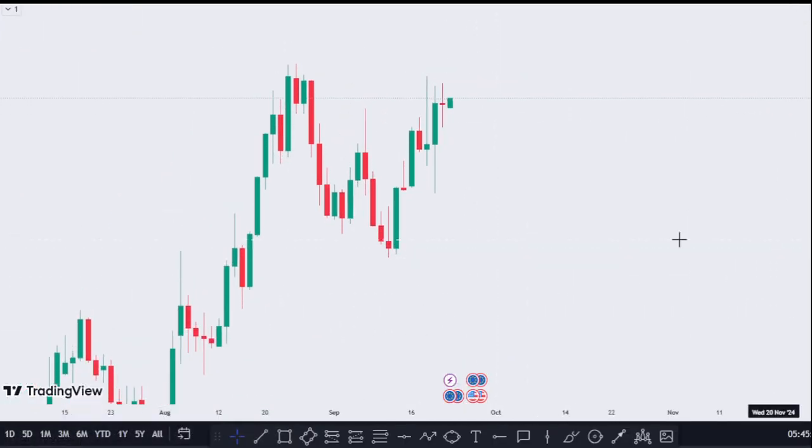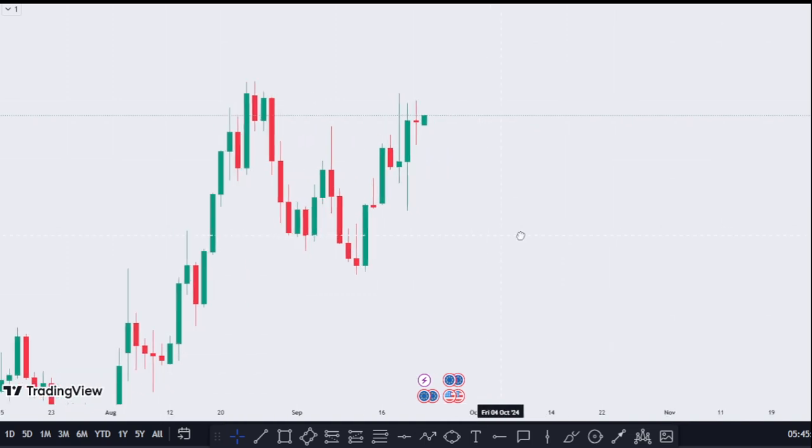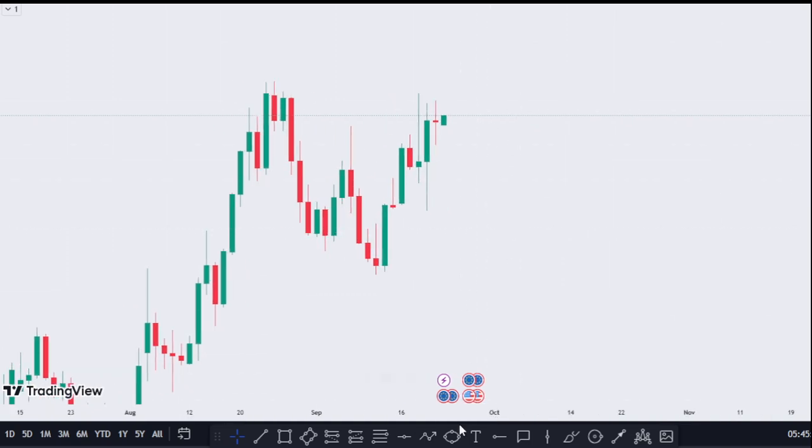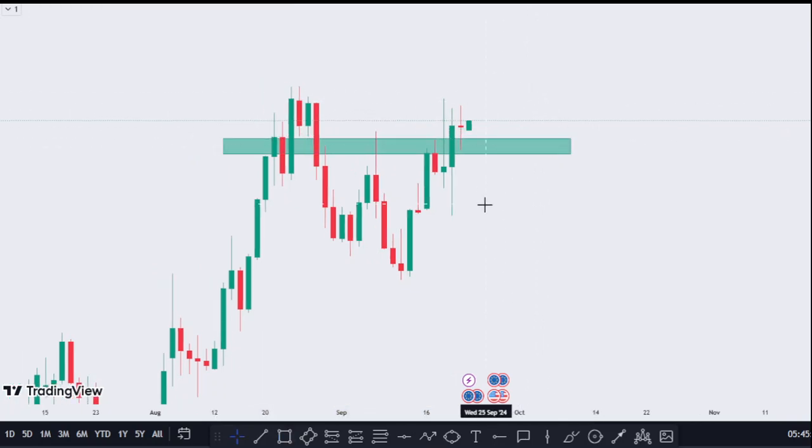After that, the next thing we have to figure out is the recency frequency key level. The last key level that was taken out before the buyers took charge of the market. Now, it has to be this zone, right? It has to be around this zone here.